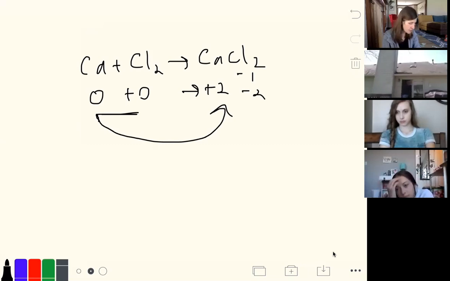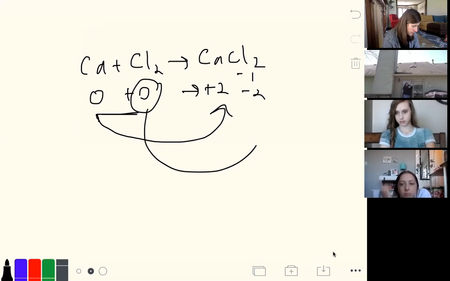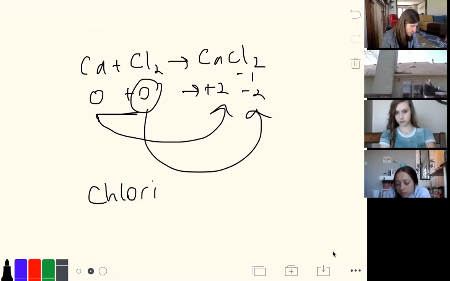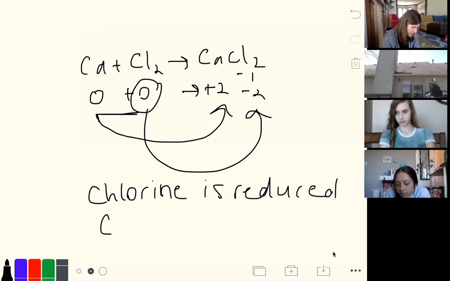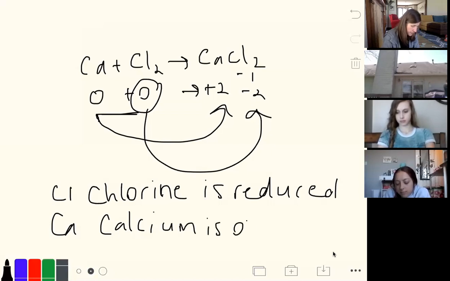So if you find it easier to look at the one that, like, 0 to +2, which is that? You could say, okay, but the chlorine went down to -2. It might be easier for you to see that it gained electrons. So if it gained electrons, it was reduced. So chlorine is reduced here. And if it's the one that's reduced, then the other one automatically has to be oxidized. So therefore the calcium is oxidized. We'll look at another one of these.